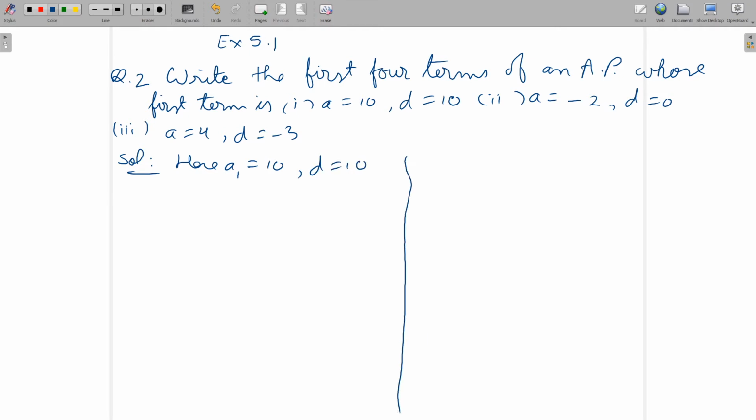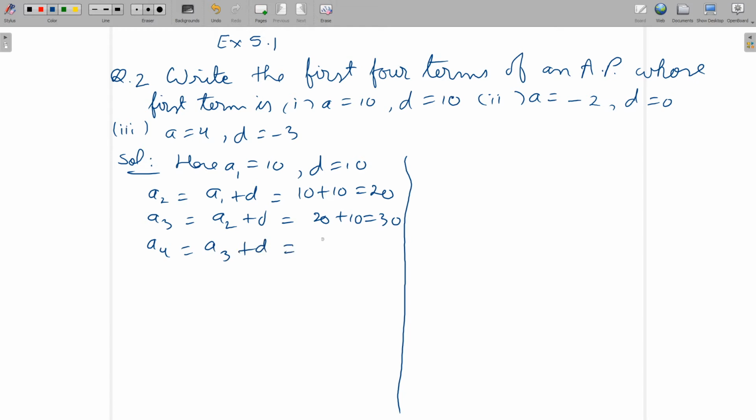Now we have to write the first four terms. So the first four terms are A1, A2, A3 and A4. What is A2? A2 is nothing but A1 plus D, that is 10 plus 10, so it equals 20. What is A3? A3 means in A2 you add D. So A3 is equal to A2 plus D, that is 20 plus 10, that is equal to 30. Similarly, what is A4? In the third term we will add again the value of D, that is the common difference. A3 is 30, so 30 plus 10 is equal to 40.